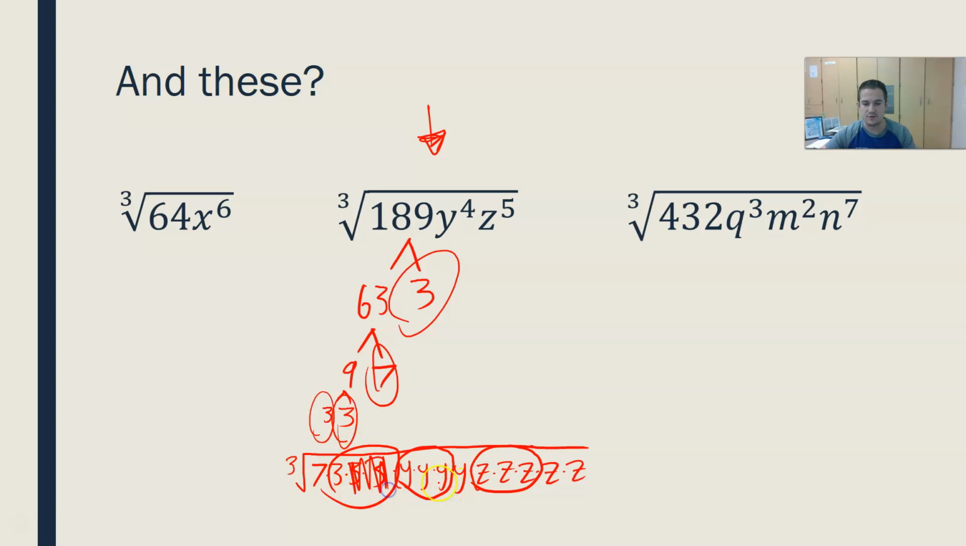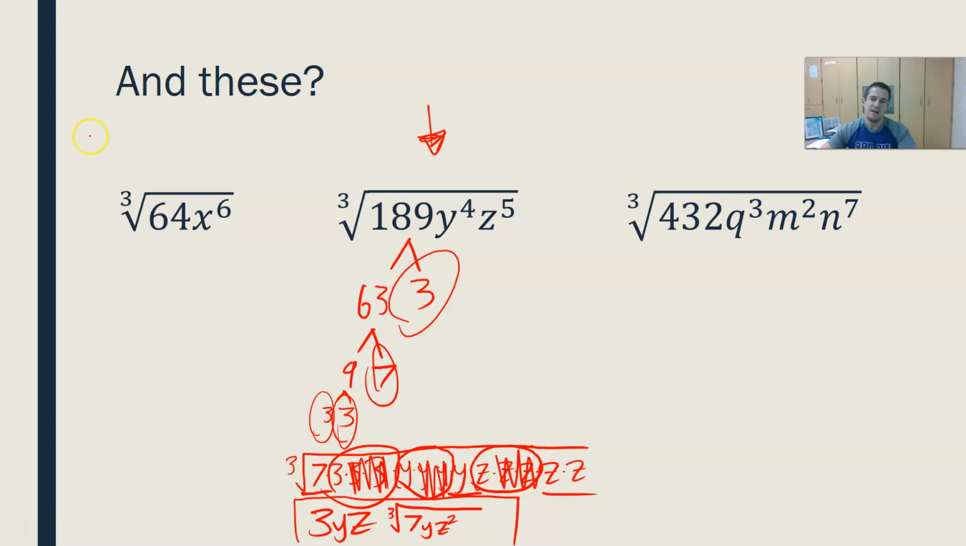So only one of these 3's is going to get out, one of these y's is going to get out, one of these z's is going to get out. So on the outside of the number prison, I'm going to have 3 times y times z, because whoever gets out of number prison, they're going to multiply. And then left underneath the cube root, I'm going to have 7 times y times z squared, which gives me 3yz on the outside times the cube root of 7yz squared on the inside.